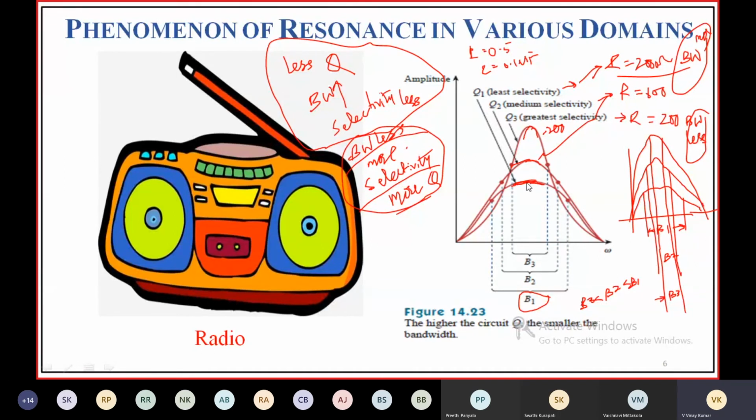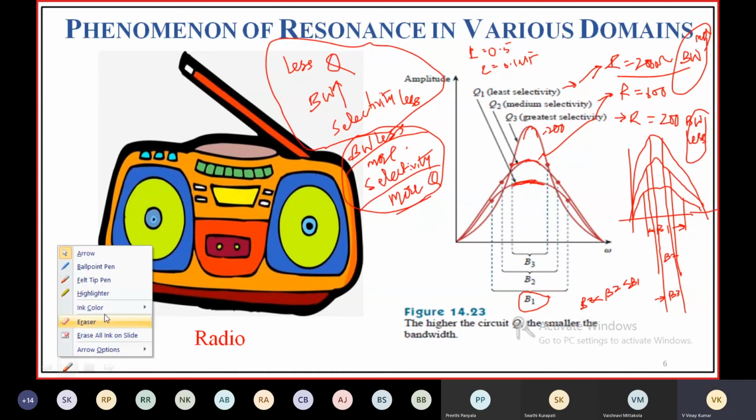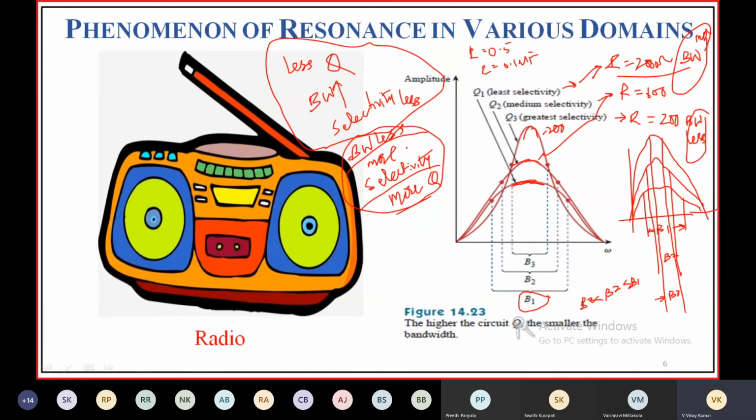For R equal to 2000 ohms, the bandwidth is from here to here. Means B1 is the bandwidth from here to here. Bandwidth is more. Okay, let resonance occur at this instant. Resonance occurs at this instant.